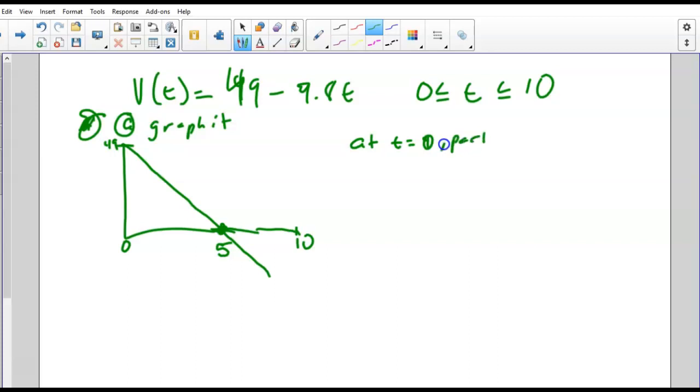The particle is moving how? Or how fast? At 49 units per second. At t equals 0, the particle is moving 49 units per second. Which way? To the right. Why to the right? It's above the x-axis. It moves to the right because it's above the x-axis.